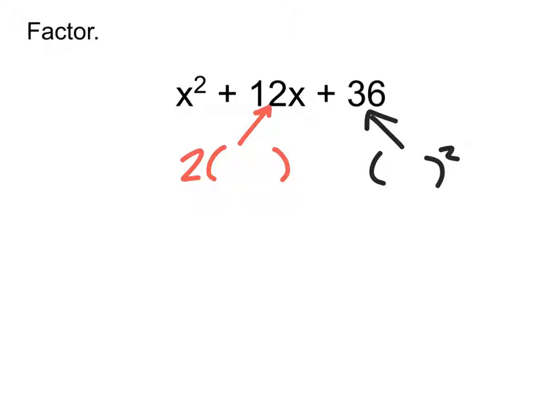So 2 times what's going to give us the 12? 6, okay. What squared equals 36? 6. It's the same number. That tells me that I can go ahead and factor this. And so it becomes x plus 6 squared.